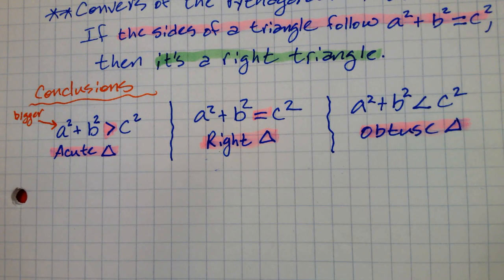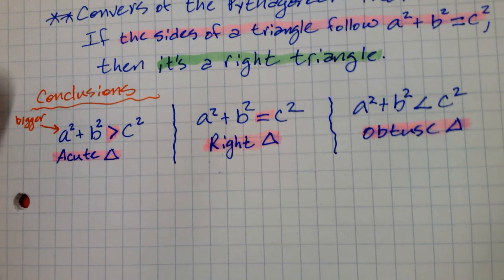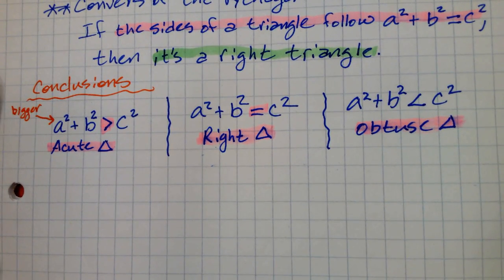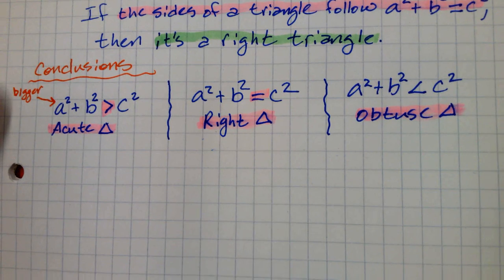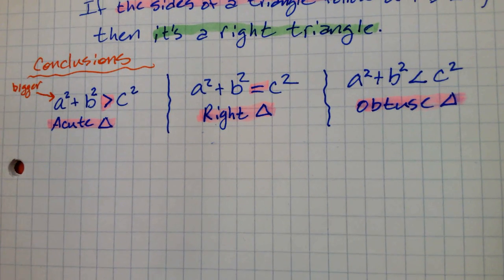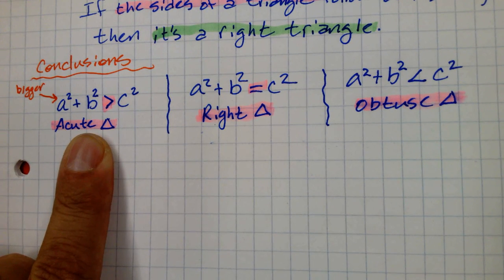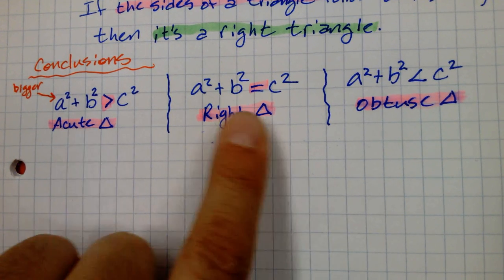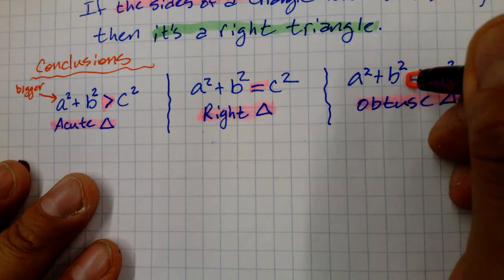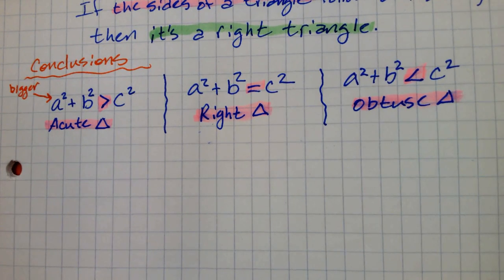So we're going to practice this a little bit. I'll let you write that down, kind of take it all in. So now we know what happens when a squared plus b squared is greater than, equal to, or less than c squared. And we're going to practice this a little bit.